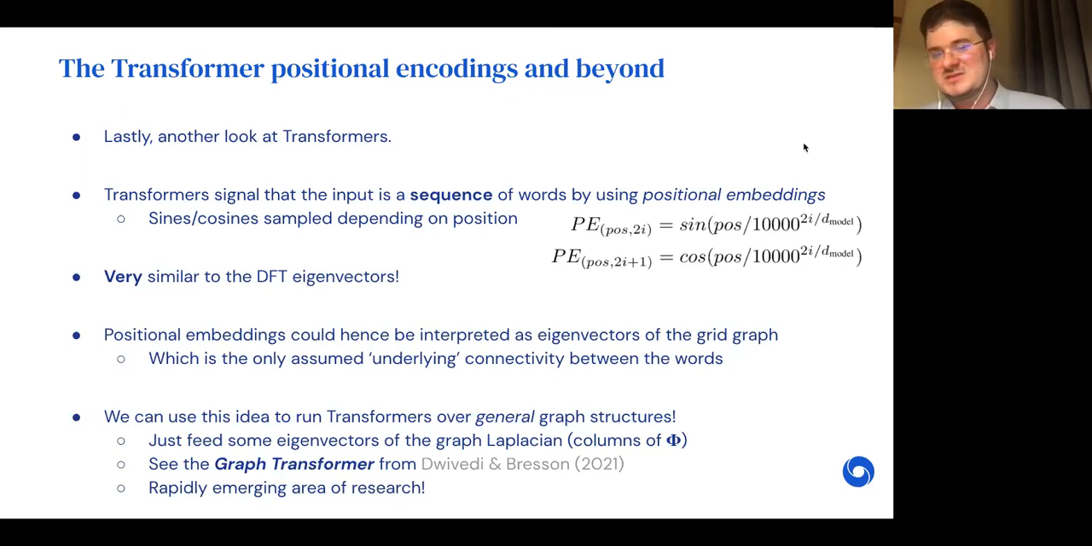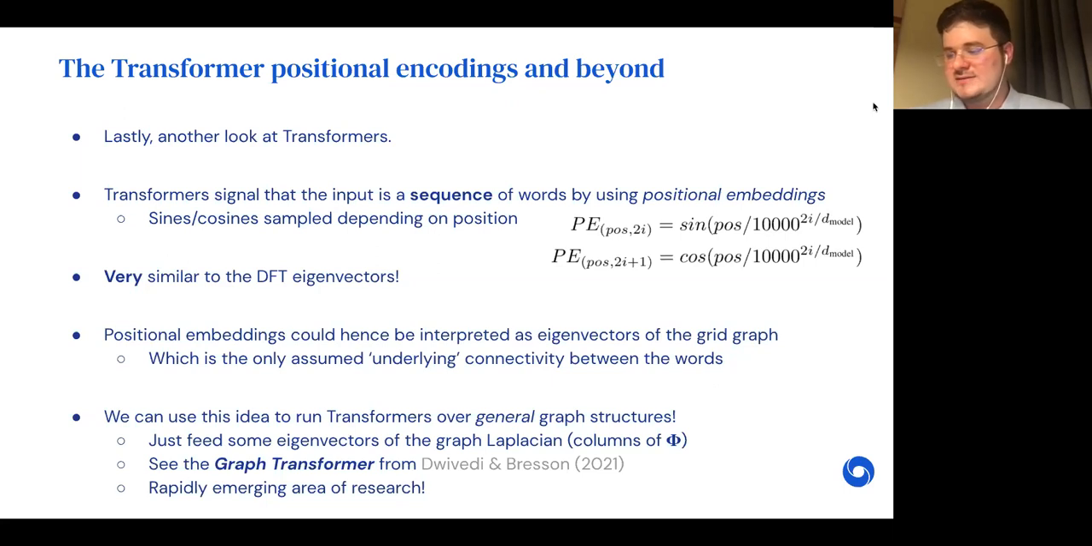So you can think of these positional embeddings as basically eigenvectors of a graph Laplacian for a grid graph. It's hinting to the transformer that it's located in a grid structure. And we can actually use this idea to then generalize transformers over more generic graph structures. Just take whatever are the eigenvectors of the respective graph Laplacian, i.e. the columns of our phi matrix, and feed them as extra node features. This idea was initially popularized by the graph transformer of Dwivedi and Bresson.